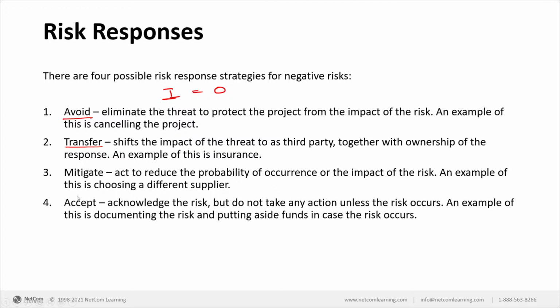Third, mitigate. Now, in avoid, you were trying to make the impact level go to zero. In mitigate, you're trying to reduce the impact level to an extent which is acceptable to you. You go ahead and say that, okay, if the impact is at this level, if because of this uncertainty the cost increase is less than 2%, I'm fine with it. So you're taking some steps to make sure that the impact of the risk goes to a level where the cost impact is less than 2%.